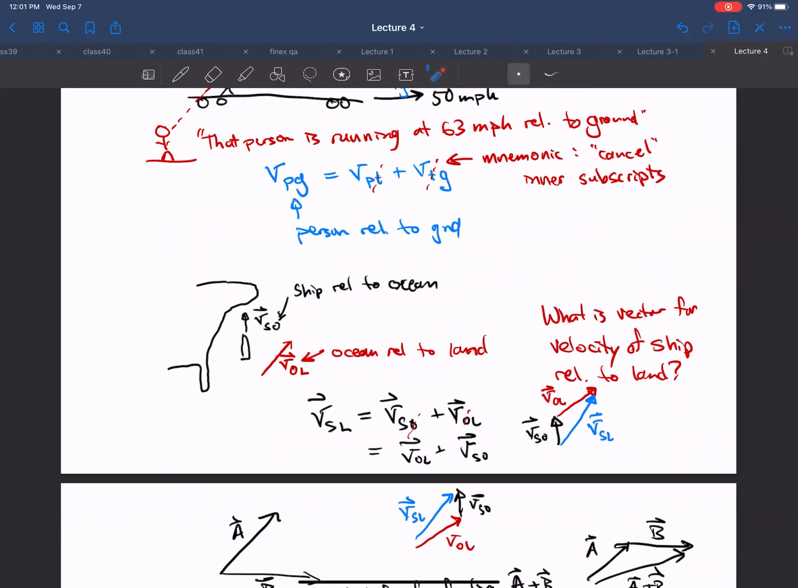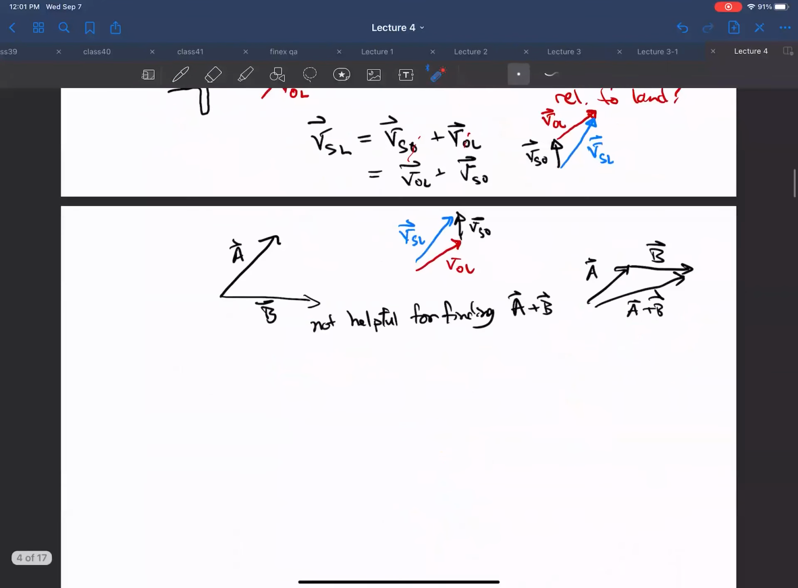Okay, so far our ability to add vectors is limited to drawings, but you know in this course that we care about numbers too. So how do we add vectors in a more quantitative way? To add quantitatively, we need the components of the vectors. So this is a new idea, components.